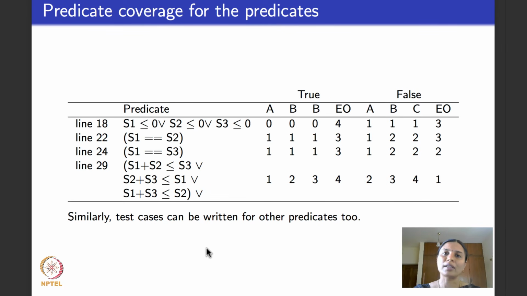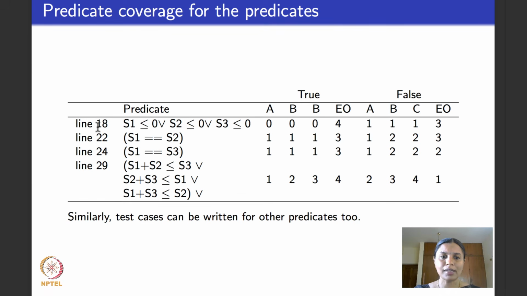So what are the various logic coverage criteria that I have to apply? For example, I have taken the predicate in line 18, which was like this, and this is the table that tests for predicate coverage for each of these predicates. I have given you again only a subset of the predicates. You can write test cases for other predicates also.